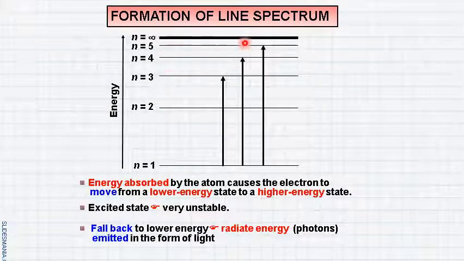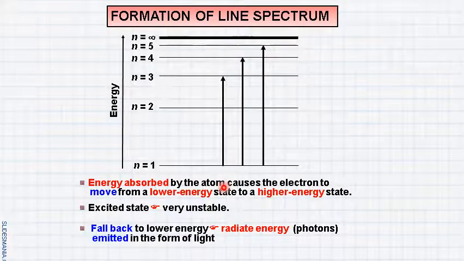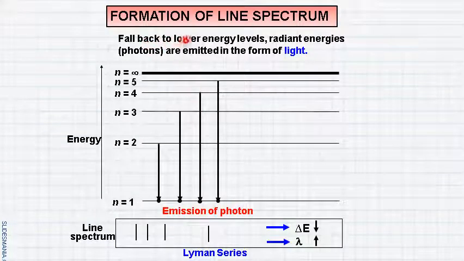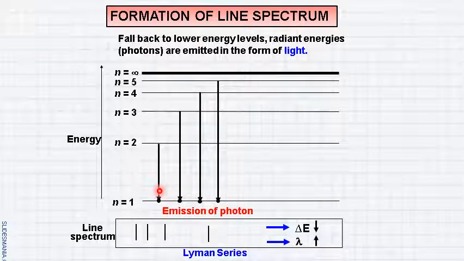For the formation of line spectrum, first the atom must absorb energy, causing the electron to move from a lower energy state to a higher energy state. But the higher energy state is very unstable, so it will fall back to a lower energy level. While it falls back to a lower energy level, it will release energy in the form of light, or we call it a photon.